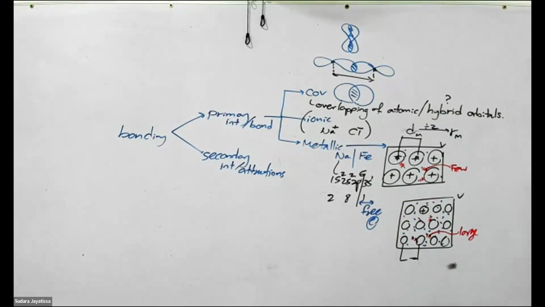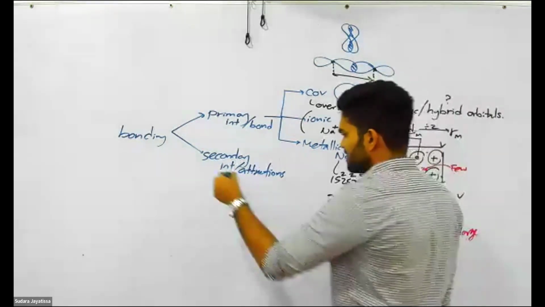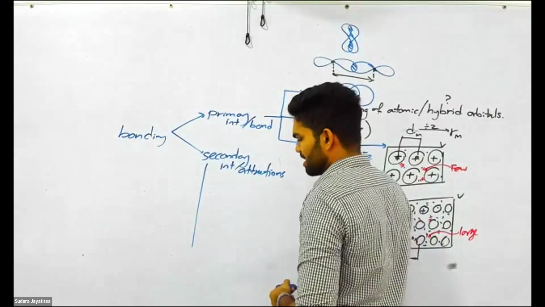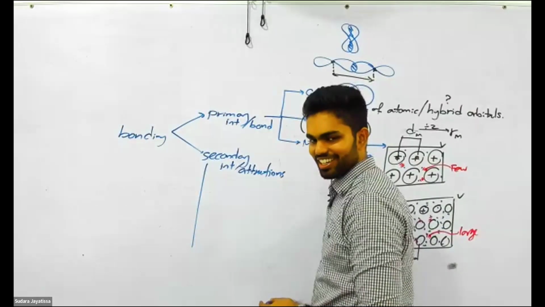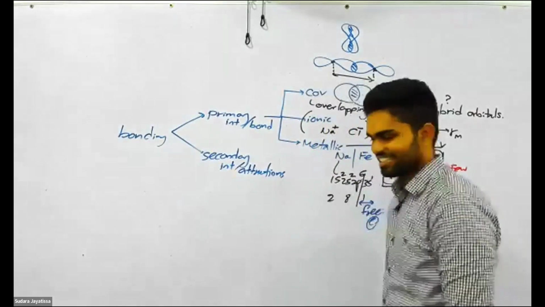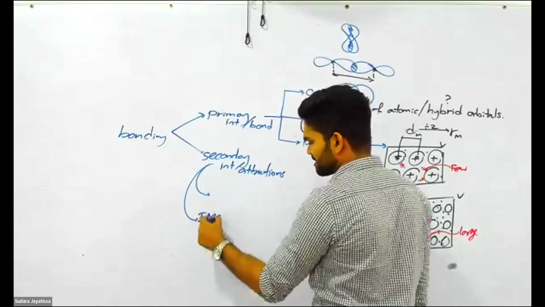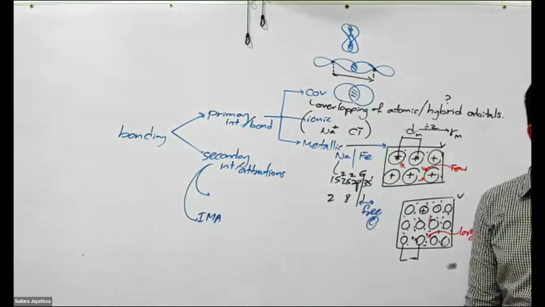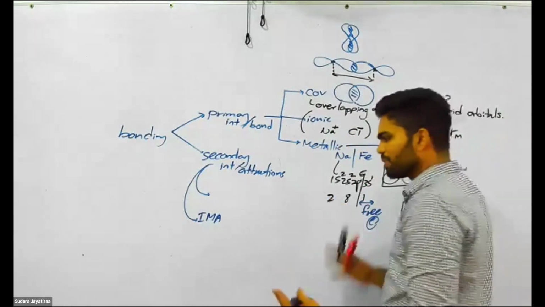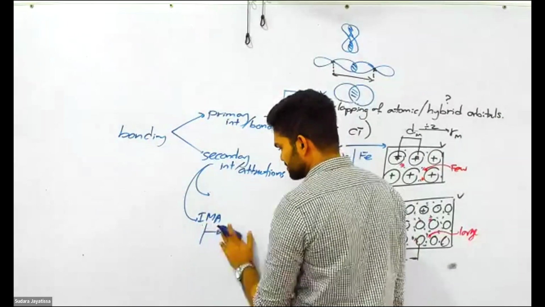Van der Waals. So let me explain Van der Waals. In secondary interactions, there are six secondary interactions. Don't forget. One type of secondary interaction is intermolecular interactions. You have molecules. The molecule is one type of building block we have. Intermolecular attractions.